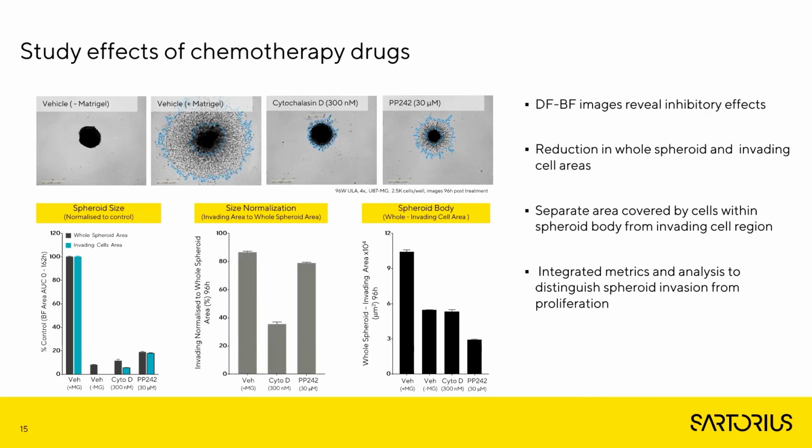Now, we can see that the spheroid body of PP242 spheroids is much smaller with respect to the control. So I'm now looking at the images again. The size of this spheroid body can be derived by subtracting the invading cell area from the whole spheroid area, and thereby providing a means of assessing the effects of your treatment on spheroid proliferation. So you can see on the bottom right-hand bar graph there, the notable inhibitory effect that the PP242 compound has on proliferation.